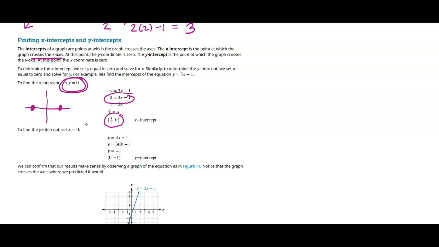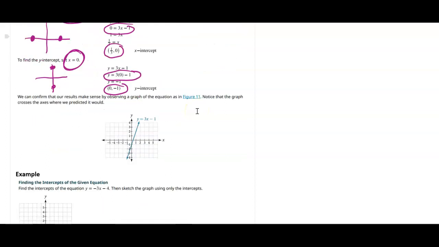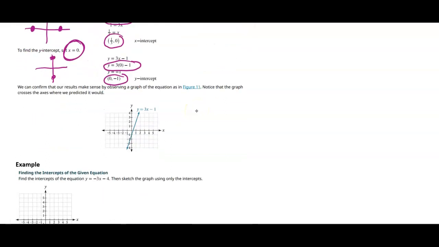If I want to look at a y-intercept, that's where the graph crosses the y-axis. And so I'm going to let x be equal to 0. This is very similar to what I just did above. Here I'm going to let x be equal to 0, and I find that my y-intercept is (0, -1). You can then plot this on the graph by just plotting 2 points. 2 points is all you need to make a line, like so.